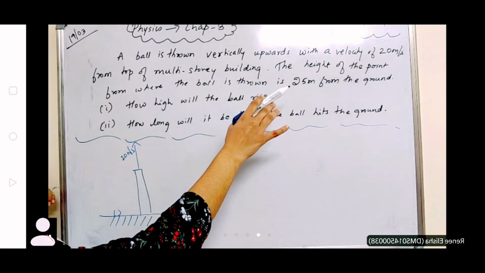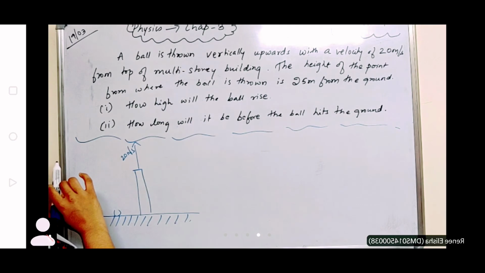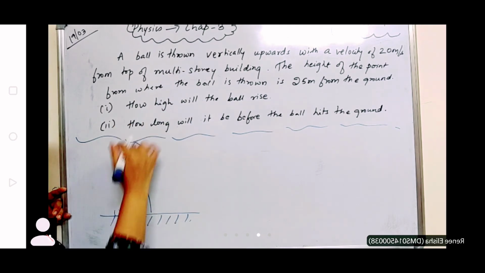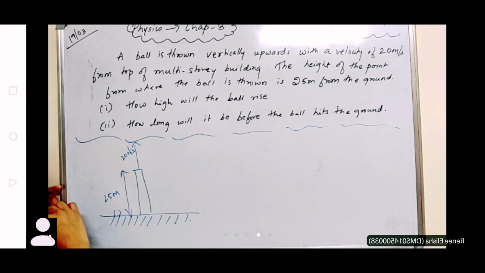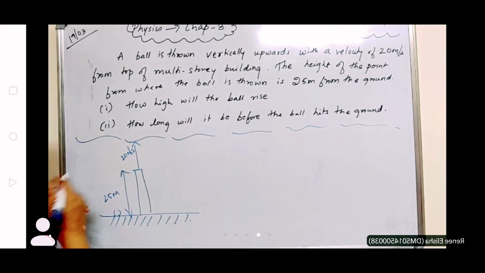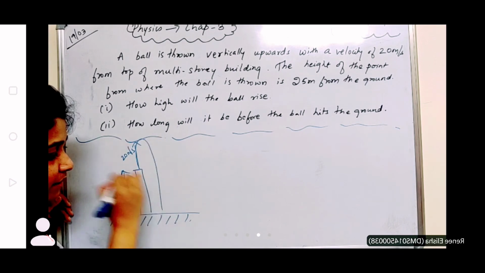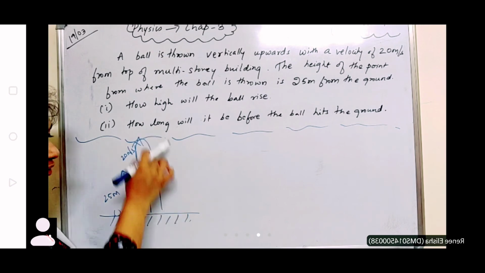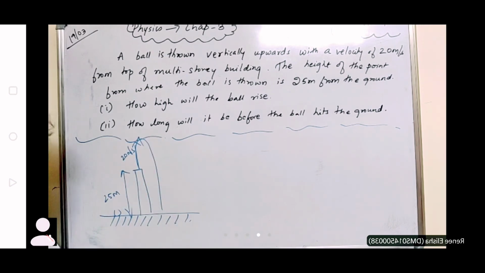The height of the point from where the ball is thrown is 25 meters. So from here to here, the height of this point from where we throw it is 25 meters from the ground. How high will the ball rise? They are asking, how high will it go here and come down? We need to find how high, this much. It is not required to come down, but how high will it rise? Okay, so let us check out now.